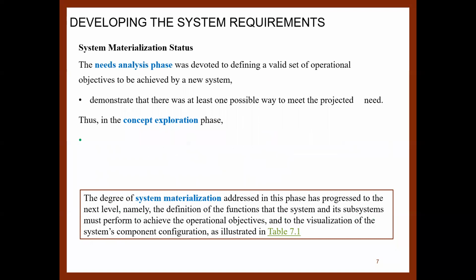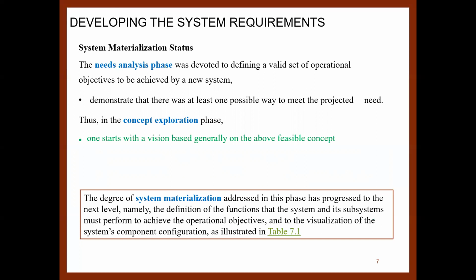In terms of the system materialization status, the needs analysis phase was devoted to defining a valid set of operational objectives to be achieved by the new system. Basically, to demonstrate that there was at least one possible way to meet the projected need. Thus, in the concept exploration phase, one starts with a vision based generally on the above feasible concept. The degree of the system materialization addressed in this phase has progressed to the next level, namely the definition of the functions that the system and its subsystem must perform.